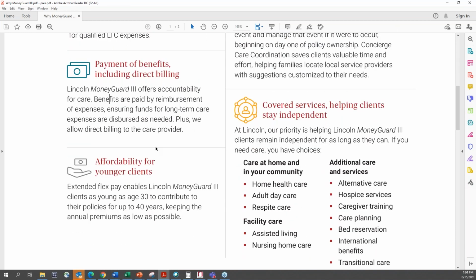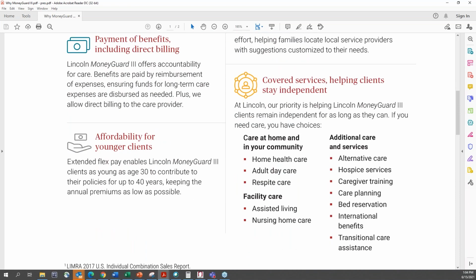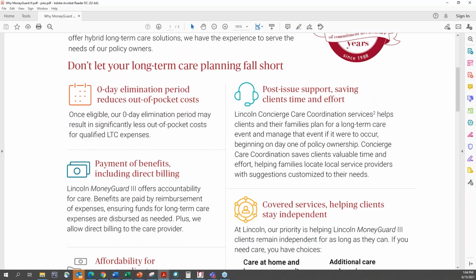Affordability options: we're going to go anywhere between age 40 and age 80 for MoneyGuard 3. You can go with a single premium, or up to 10 years, or to age 70. So a 50-year-old could actually do a 20 pay, and a 70-year-old could do as long as a 10 pay. So there are options there. Concierge care support means you have a single point of care contact at time of claim.